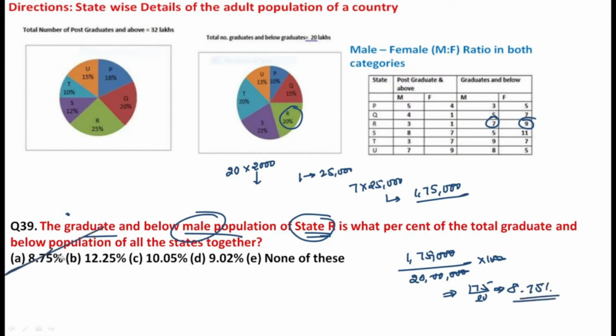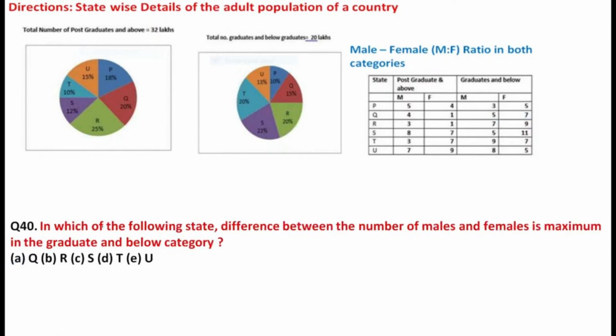If you observe, how we are taking the data is most important for solving the DI questions. The two Venn diagrams and one tabular form are given combined. Now try this one. Try this question, guys. Just tell me in which of the following states the difference between the number of males and females is maximum in the graduate and below category. You just check all these calculations. You just tell me which state is represented in the following.